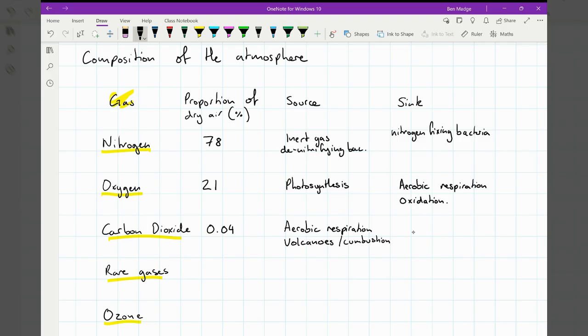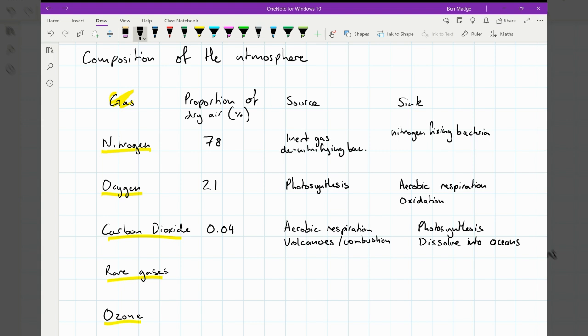And then a sink is going to be photosynthesis, where it's removed by plants or algae or photosynthetic organisms, those photoautotrophs. And you've also got things like dissolution into the oceans, so it will dissolve into oceans.